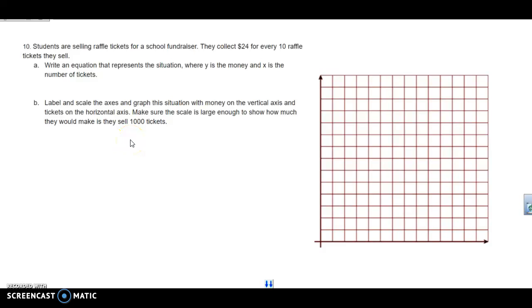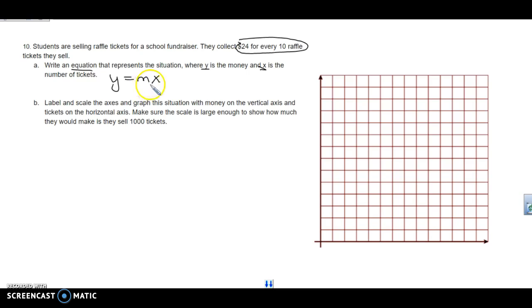Okay, on problem 10, students are selling raffle tickets for a school fundraiser, and it tells you that they collect $24 for every 10 raffle tickets. And question A asks for you to write an equation that represents the situation where Y is the money and X is the tickets. So we're going to have an equation in the form of y equals mx.